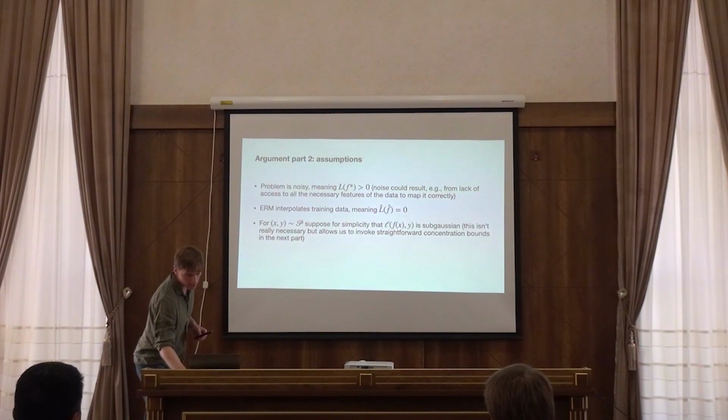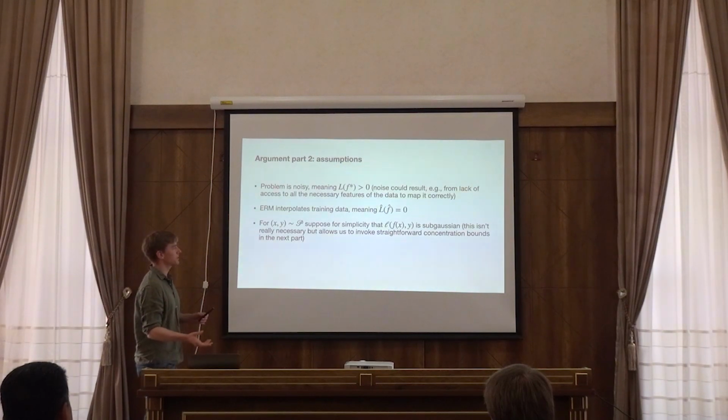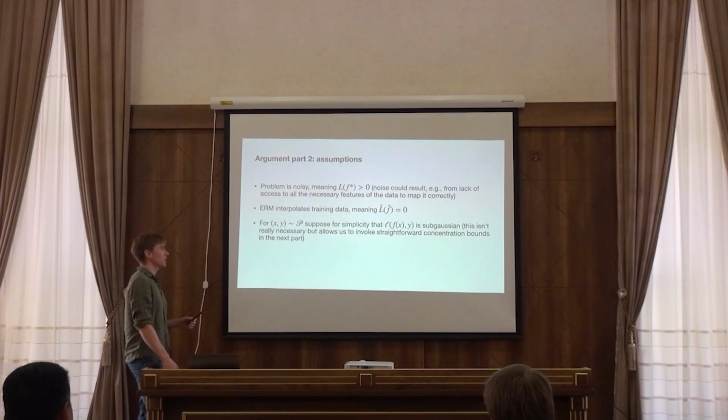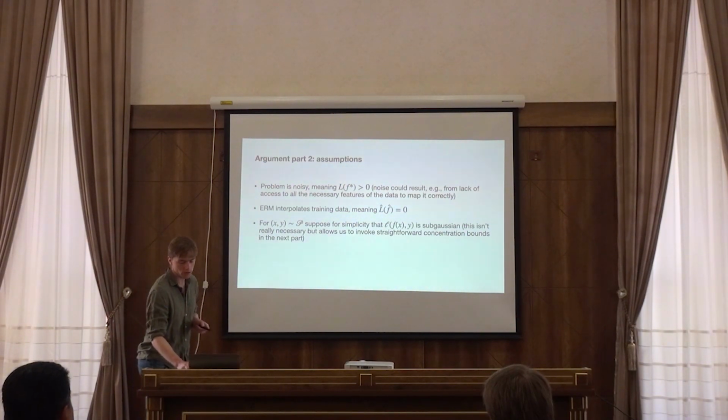And then the third one is that we're going to assume, just for simplicity of the argument I'm going to present, that the losses on each point of my sample are sub-Gaussian. This isn't really necessary, it just allows us to invoke a very straightforward concentration bound.